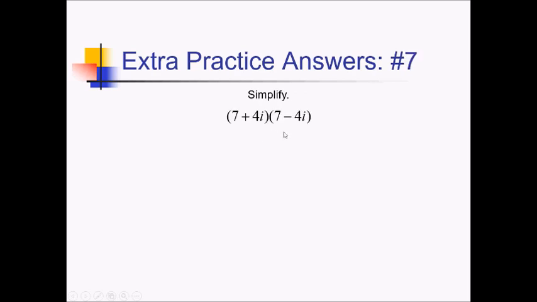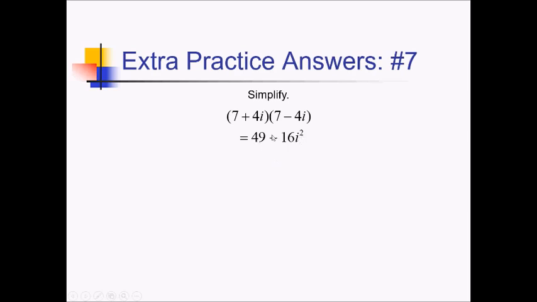Multiplying these complex numbers together, one way to do this is to FOIL this out. But now you may recognize that we actually have conjugates here, basically a plus b times a minus b. In that situation, we can just use that a squared minus b squared shortcut. So squaring the first term gives us the square of 7, which is 49. Squaring the second term is going to be 16i squared, and then we always subtract that second term in this situation. But we can go a little bit further because we know that i squared is negative 1.